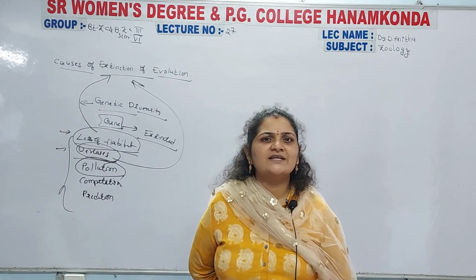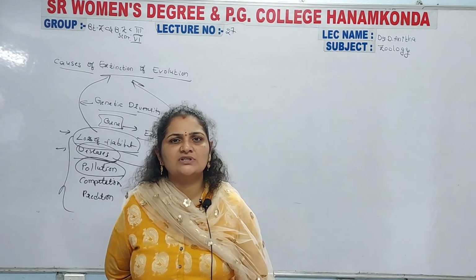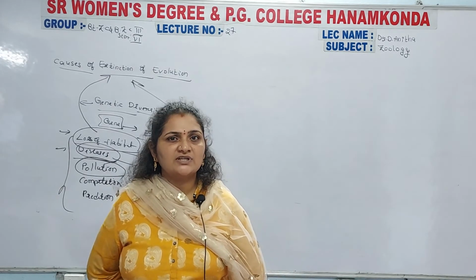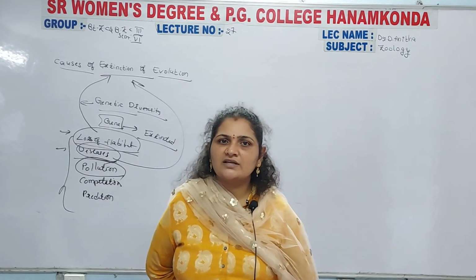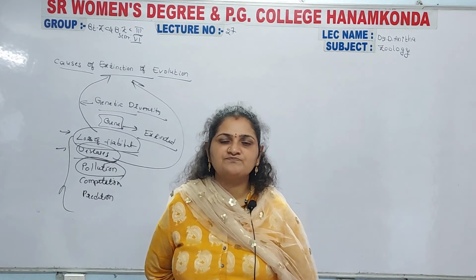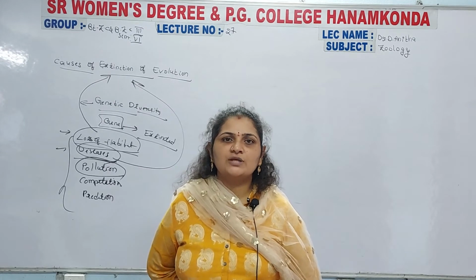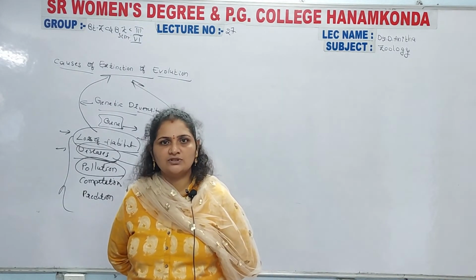So, what is extinction? Some organisms have completely become extinct, like the mammoth, different types of birds, and different types of mammal populations. Some organisms are in an endangered or threatened condition and are going to become extinct. Their population has been greatly reduced worldwide.